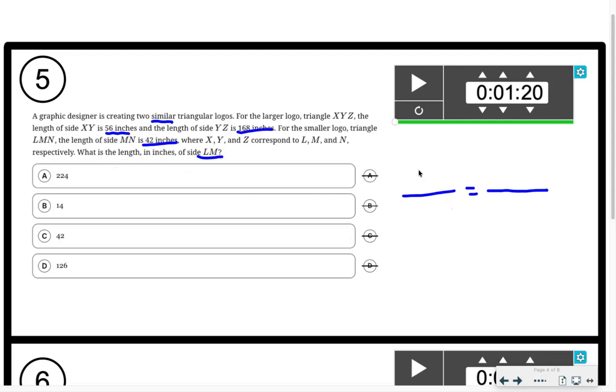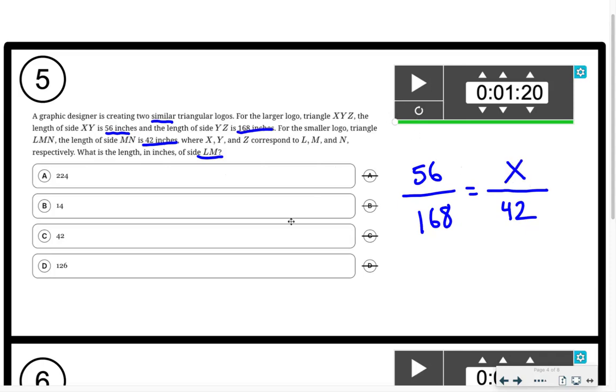So for the first triangle, XY and YZ, I'm just going to write 56 over 168. So what I'm doing is XY is the first two letters, YZ is the second and third letter. So now when I go to LMN, MN is 42. This is really important. That 42, it's the second, third letter, is going to go on the bottom. And LM is the first letter, second letter, which I put as XY on top. That is our unknown. So I'm going to put x.